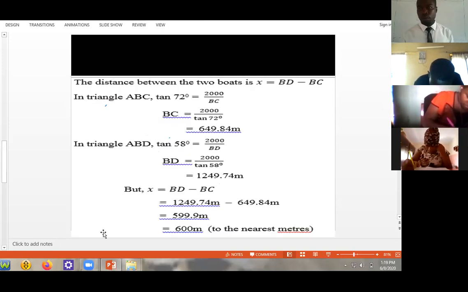If you have done it very well, you will get your answer to be 600 meters. If you have done it very well, your answer will be 600 meters.